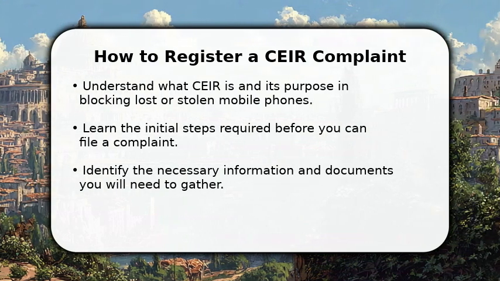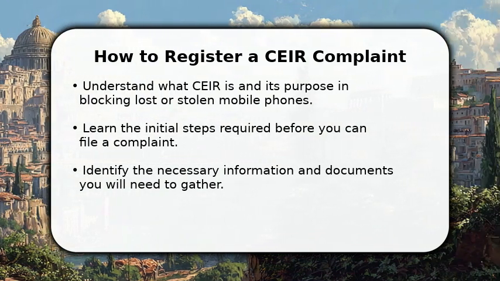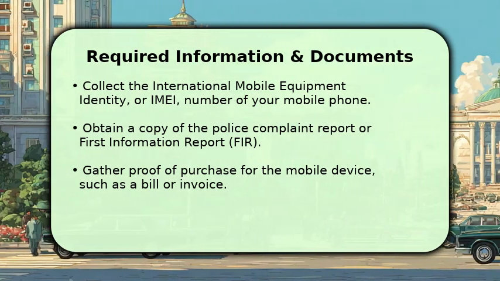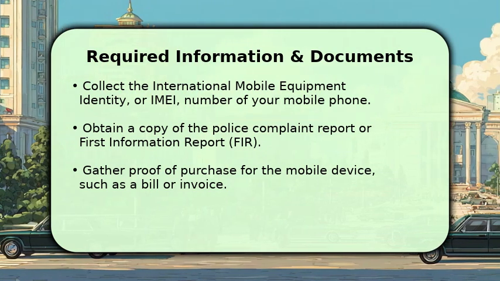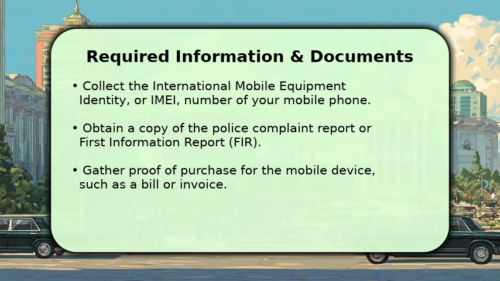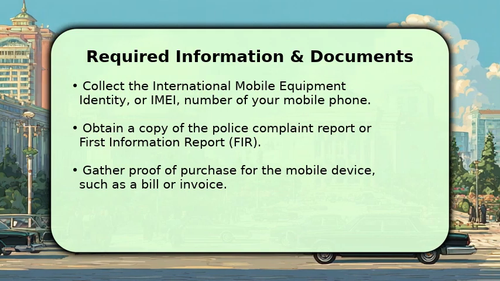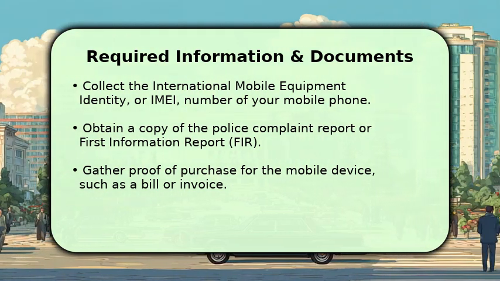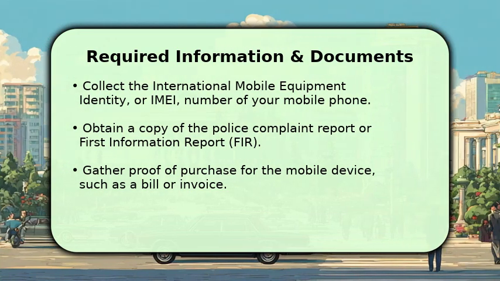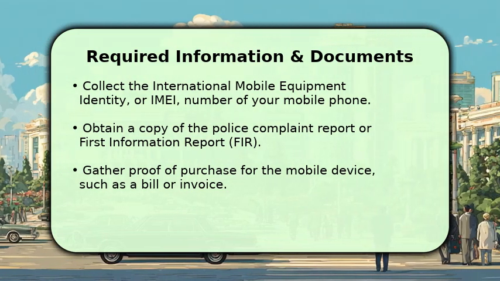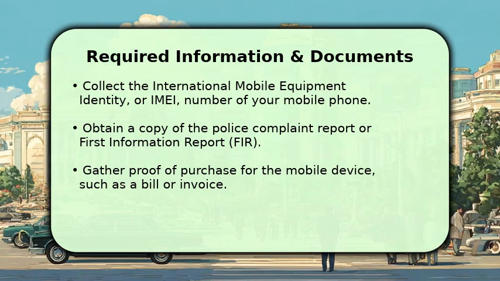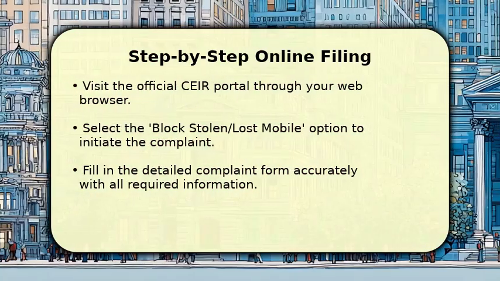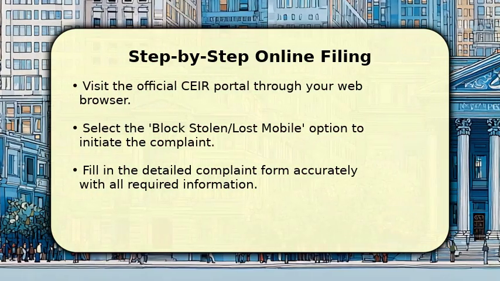We will then gather all necessary details and documents. Before proceeding, ensure you have all the vital information at hand. You will need your phone's unique 15-digit IMEI number, which can often be found on the phone's packaging or bill. A copy of your police complaint report is mandatory. Additionally, keep your proof of purchase, like a receipt or invoice, ready. Finally, remember the mobile number that was active on the lost or stolen device, as this will be required for the form. Now, let's walk through the online registration process.